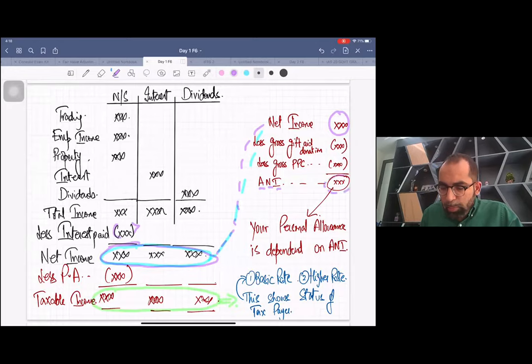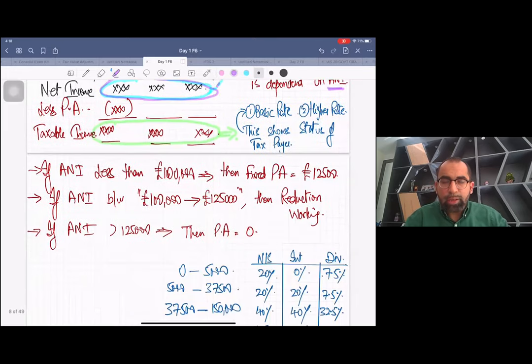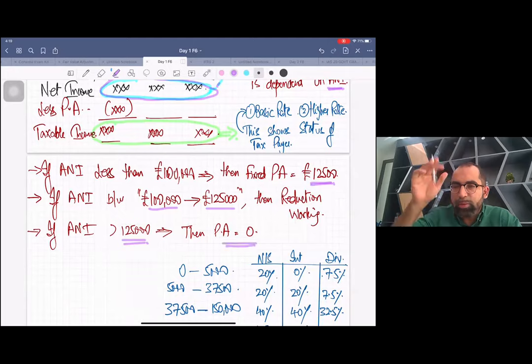Now, the news is your personal allowance is dependent on ANI. My dear students, your personal allowance is dependent on ANI. Now wait, let me tell you the timeline. If your ANI is 100,000 pounds or less, then you will have a fixed personal allowance of 12,500. Now, if your ANI is between 100,000 and 125,000, then a reduction working applies. Then your personal allowance will be reduced gradually, right? And if your ANI is greater than 125,000, then there is no personal allowance, your personal allowance is zero, okay?